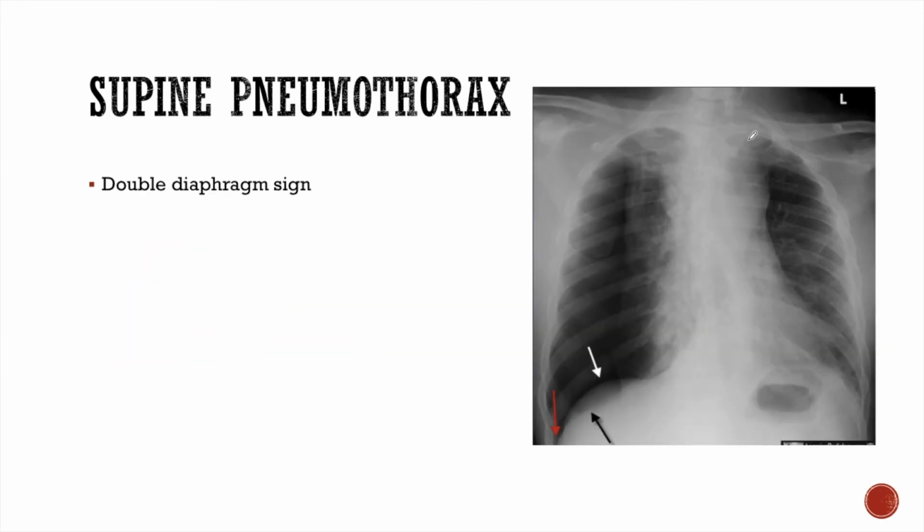Next sign that we may see is called the double diaphragm sign in a supine pneumothorax. In an erect patient, we will be able to see only a single dome of diaphragm, but when there is presence of pneumothorax, the air will outline the dome as well as the anterior margin of the diaphragm. So we can see the two diaphragms, and this is known as the double diaphragm sign, and this is also a sign of supine pneumothorax.